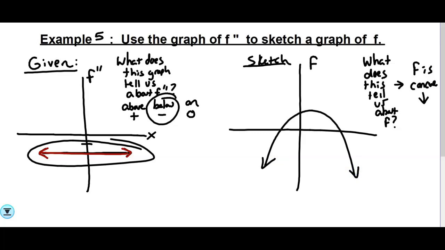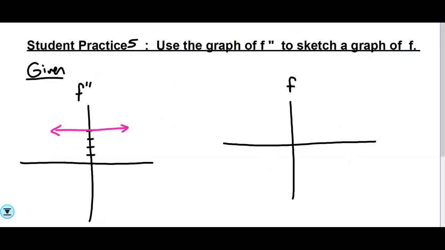That's it. Okay? Let's throw a student practice at you guys and see how you do. So see if you guys can sketch a graph of f from this. When you unpause the video, I'll share my solution with you.